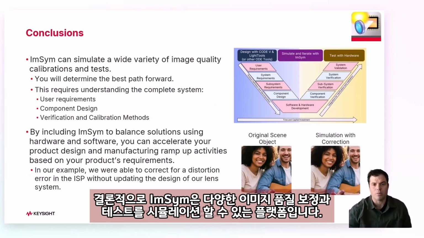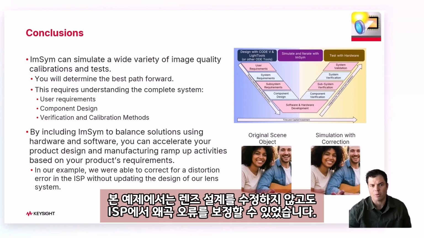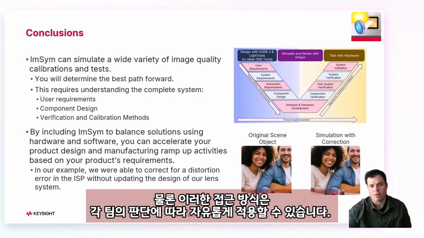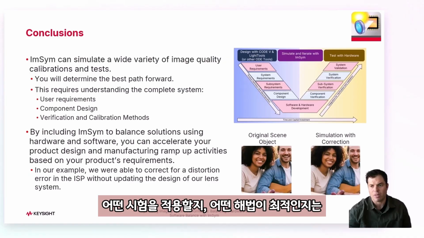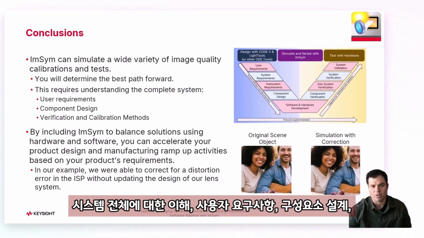In conclusion, ImSym can simulate a wide variety of image quality calibrations and tests. In our example, we were able to correct the distortion error in the ISP without updating the lens design. However, your team can employ this approach how you see fit. Your team will determine the best path forward as to what tests to employ.